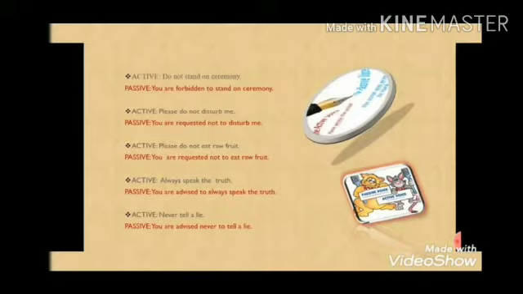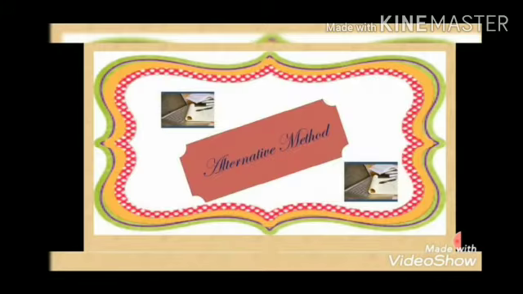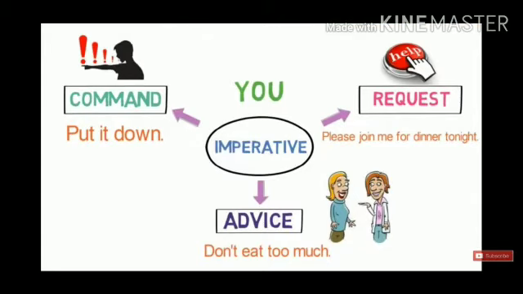Next example, always speak the truth. This is advice. You are advised to always speak the truth. Never tell a lie. This is also advice. So, you are advised never to tell a lie. So this method is one way of changing active voice to passive voice. Now we are going to see an alternative method to change an imperative sentence in active voice to passive voice.